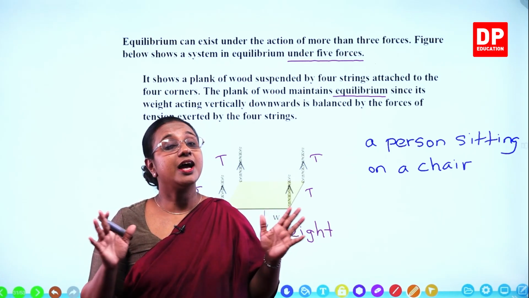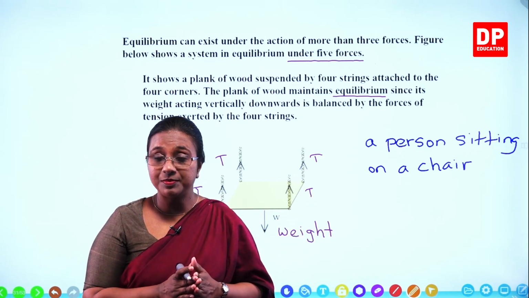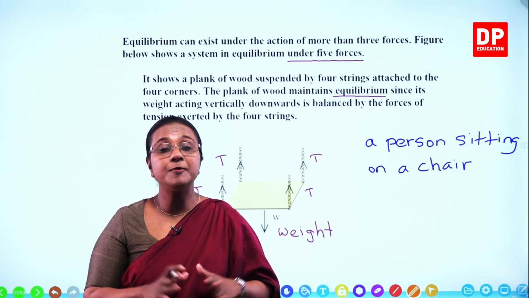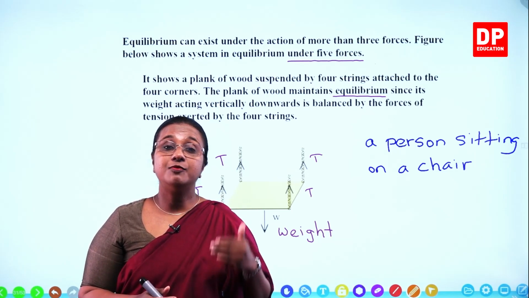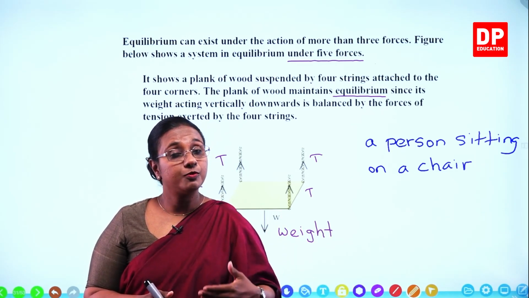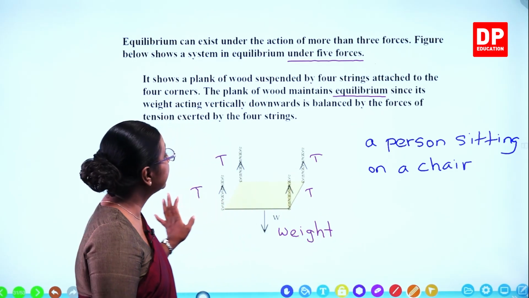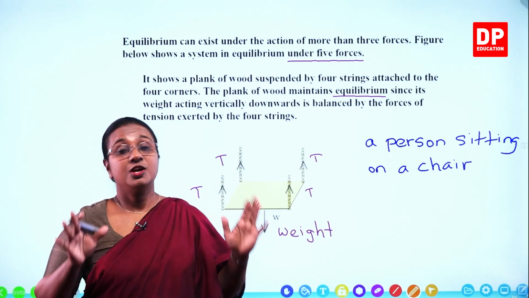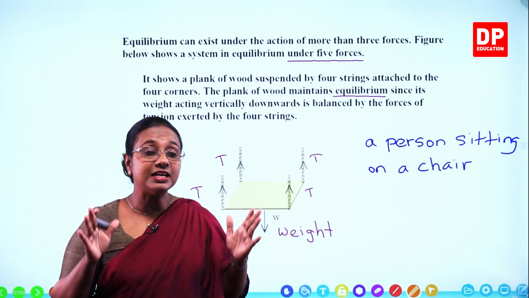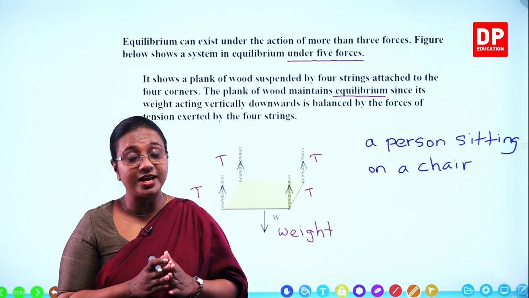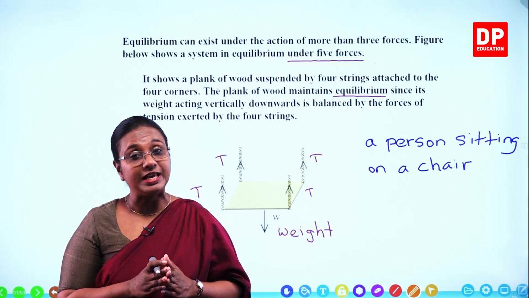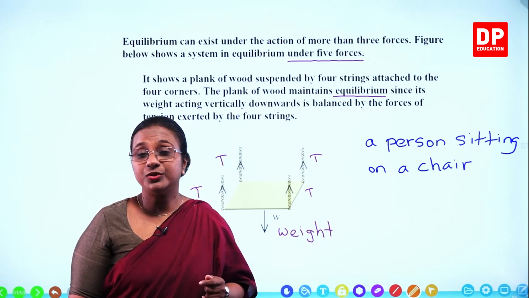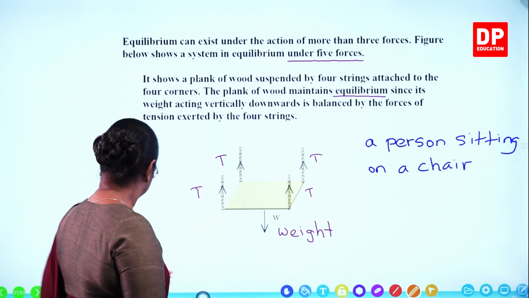With that, students, I have come to the end of this chapter. We discussed the different instances as I mentioned before also: 2 forces, then 3 forces which are parallel, 3 forces which are not parallel, and now here 5 forces. So in all instances, you all need to understand the conditions that need to be satisfied in order for the system to be in equilibrium. So with that, students, I will move on to the summary of the lesson.